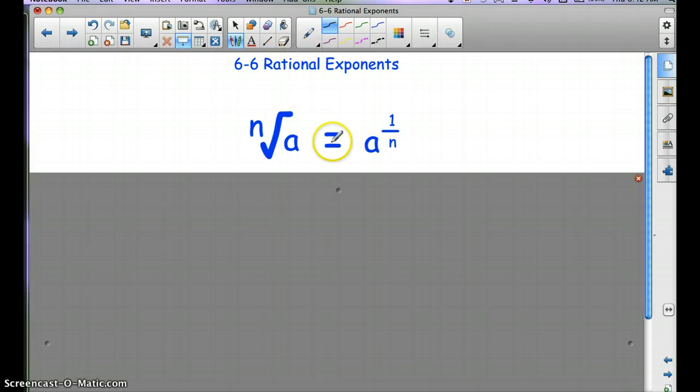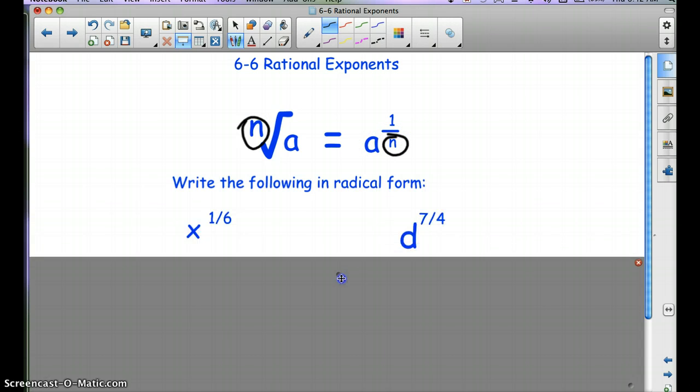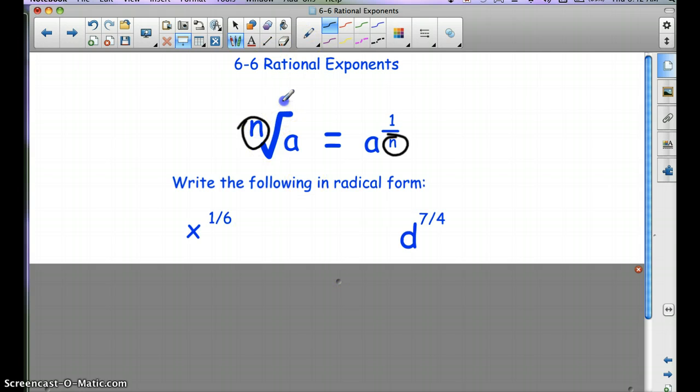So what we're going to do is look at this right here, and we've talked about this in the last section, that the index is always going to be your denominator. You can write it as a fraction. So if we want to write these in radical form, this would be radical form, this is exponential form. Here, what the rule says is that the denominator always goes outside, is your index. So this would be the 6th root of x to the first, but we don't have to write the 1 there.